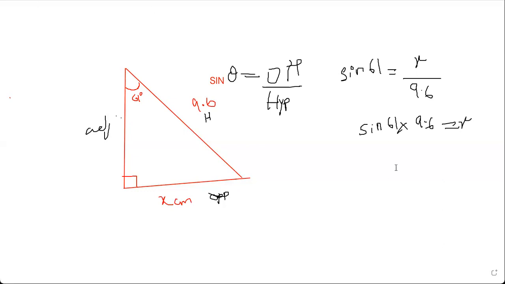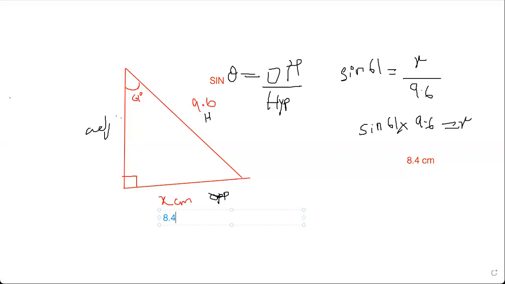You can round the value to 1 or 2 decimal places. 8.4 centimeter is the value of x, which is opposite. And now you have to check one more thing. So 8.4 is the value of opposite.